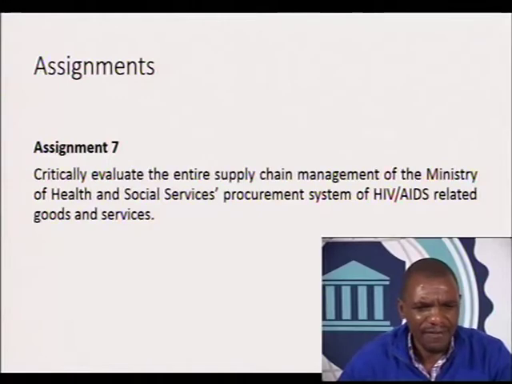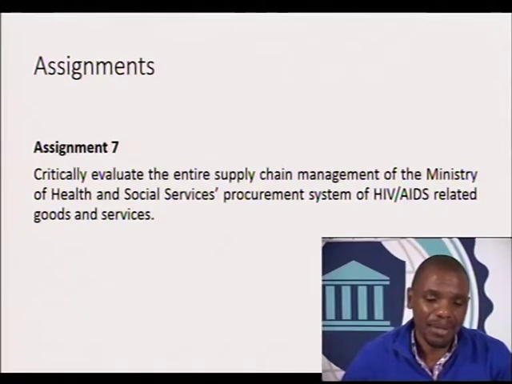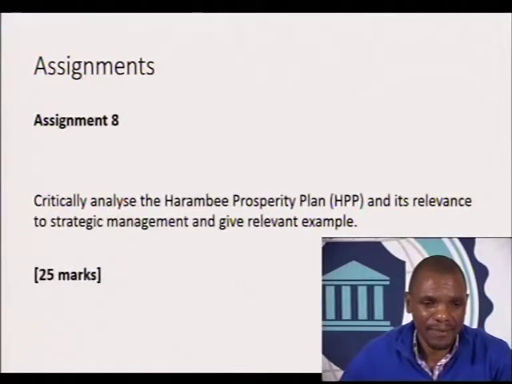Assignment 7, critically evaluate the entire supply chain management of the Ministry of Health and Social Services procurement system of HIV-related goods and services. So procurement is a very, very broad and big thing. So we would like you to really look at what are the processes that are involved in making sure that everything that is related to HIV is available when it is needed in various parts of the country, be it test kits, be it medication, be it all these things that we normally see happening or being used in counseling centers or in hospitals or clinics.